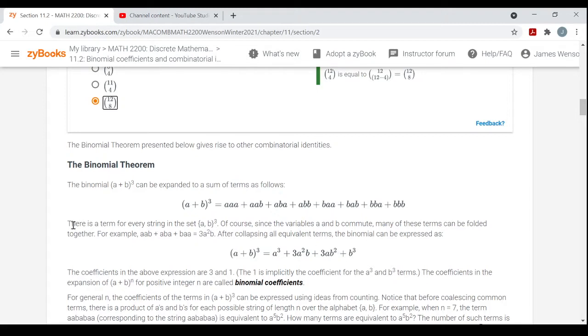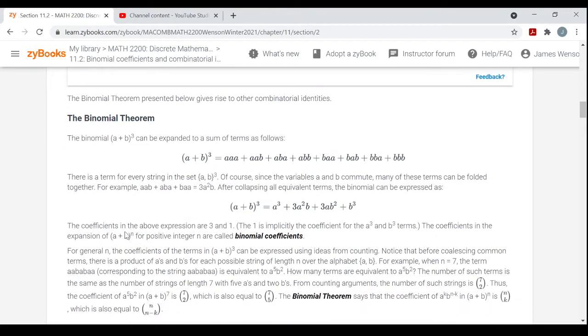So you see there is a term for every string in the set {a,b} cubed, right, the Cartesian product of {a,b} with itself 3 times, right? So every string of length 3 with letters a and b in it is represented by the terms of a plus b cubed, this binomial cubed. And again, of course, since a and b commute, you can put these together like this. Right?